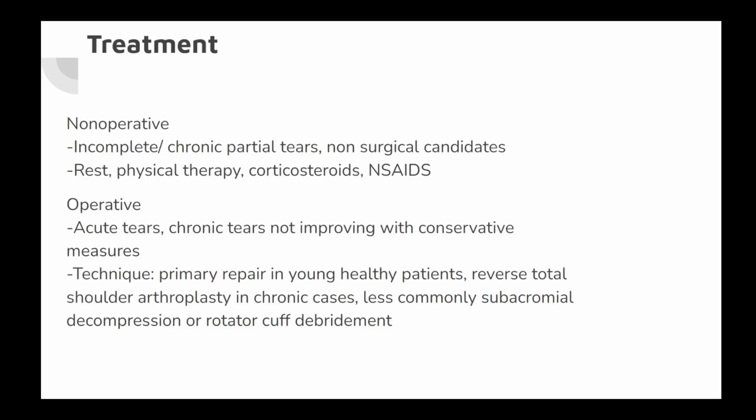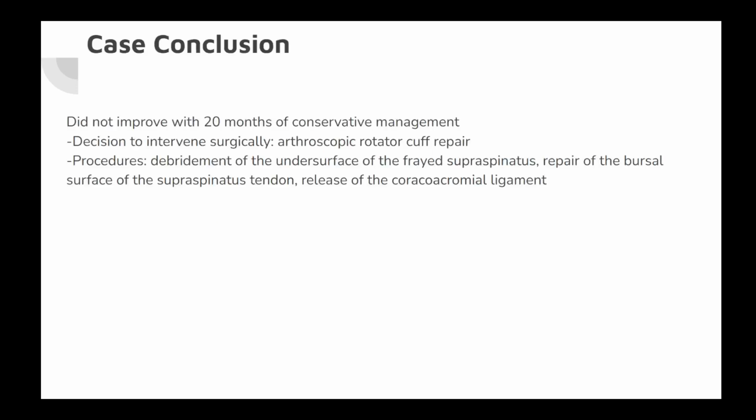And then sometimes, if there's an acromial pathology, you do subacromial decompression, and sometimes you have to actually debride the rotator cuff in general. In the case of our patient, he essentially did not improve with 20 months of conservative management. That's over a year and a half, right? That's a long time to try to do non-surgical management, and I understand why that was pursued. Ultimately, they decided to proceed with arthroscopy, and he ended up having a debridement of the undersurface of the frayed supraspinatus, repair of the bursal surface, and release of the coracoacromial ligament.